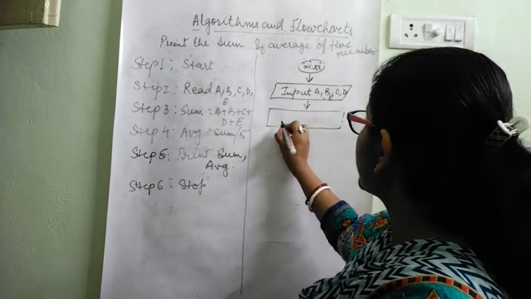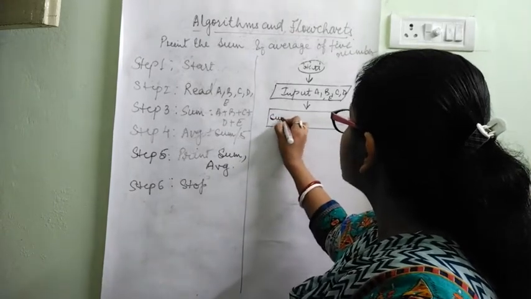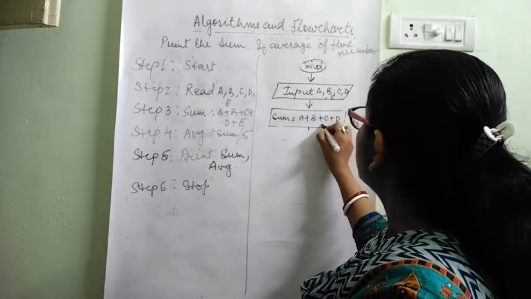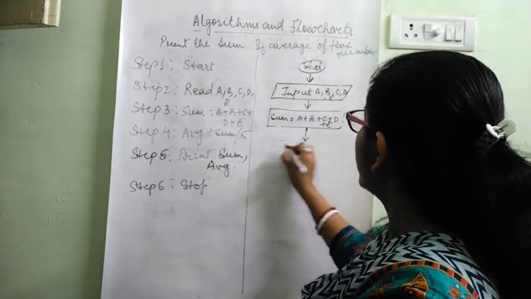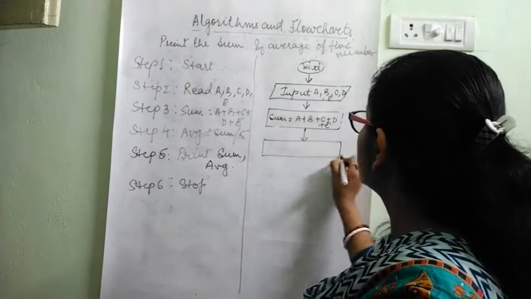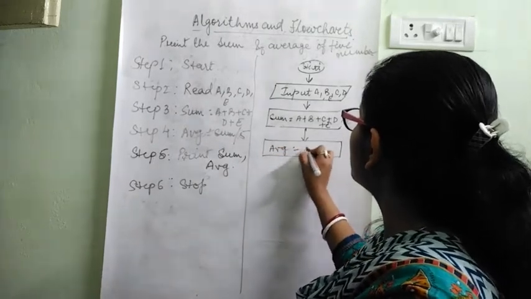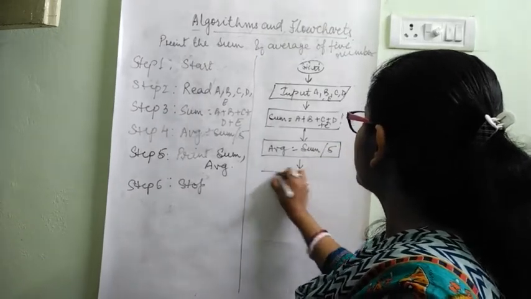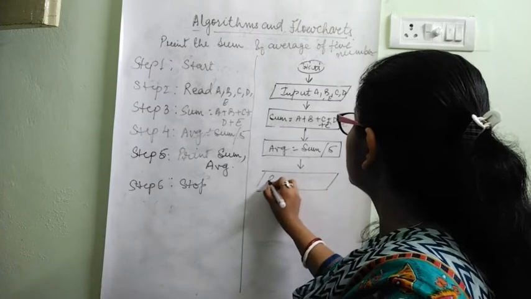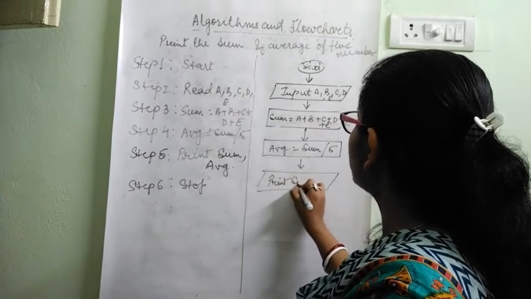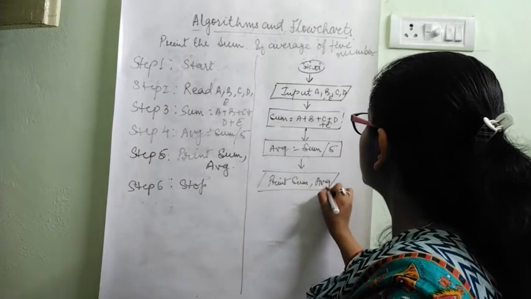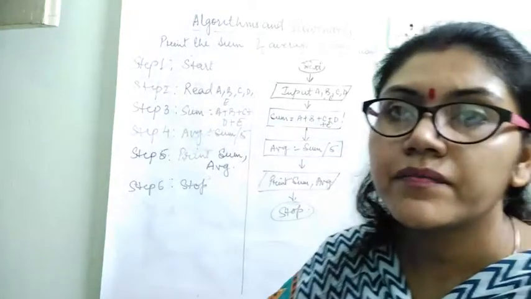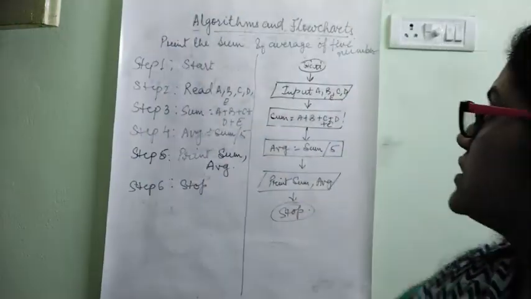Okay, here input A comma B comma C comma D comma E. 5 numbers we have taken. First you have to take out the sum. Sum is equal to A plus B plus C plus D plus E. Okay, then we have to take the average. AVG is equal to sum by 5. Then we have to print that. Print sum comma average, then stop.